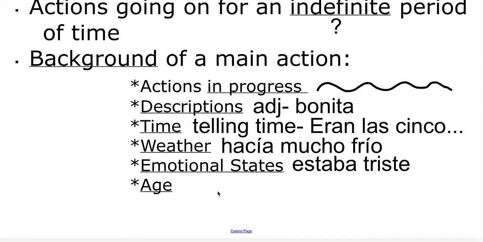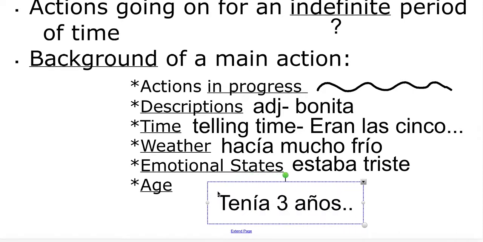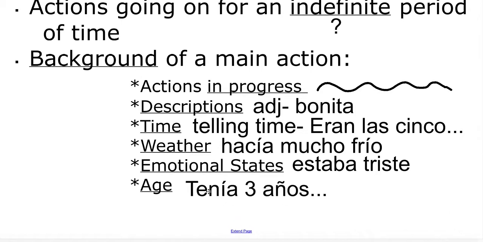And last but not least, when you tell about your age. So how old were you when this event happened? Oh, I was 3 years old. You would say tenía, because we use tener with giving age, and then you'd say 3 años cuando fui a la escuela por primera vez. So anytime you're telling your age, it's going to be imperfect.